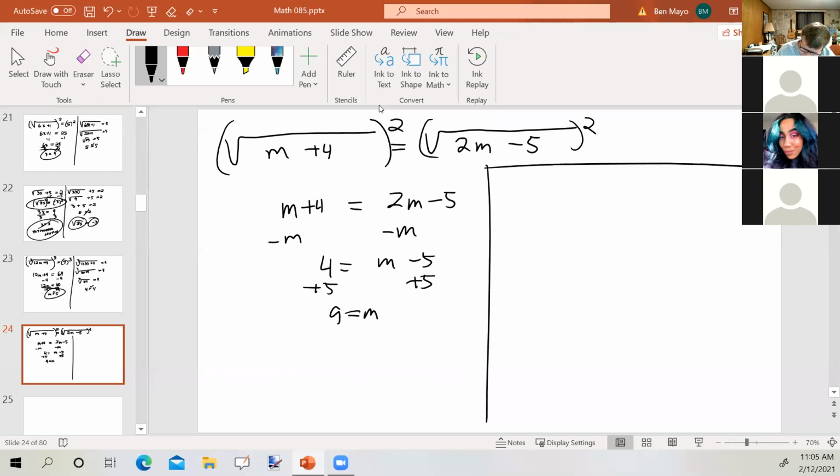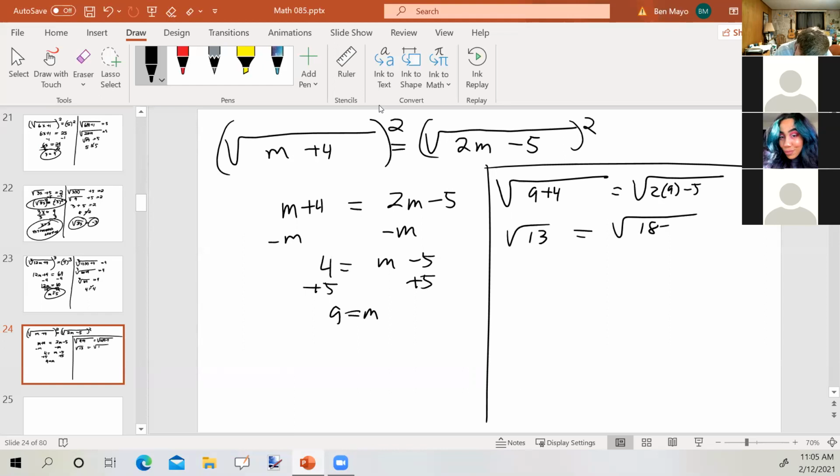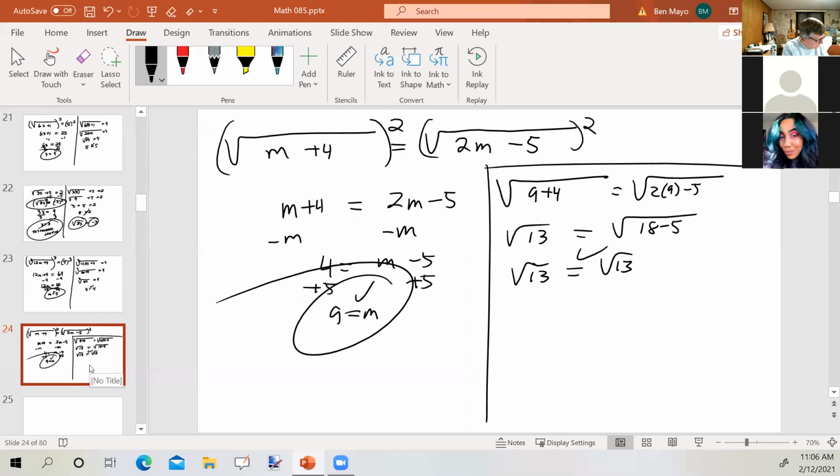Let's check our work here. The square root of 9 plus 4 equals the square root of 2 times 9 minus 5. The square root of 13 equals the square root of 18 minus 5. The square root of 13 equals the square root of 13. Well, the square root of 13 is going to give me some decimal approximation on my calculator, but I do know this: the square root of 13 equals the square root of 13 regardless of what number it is. So it checks. My solution is correct.